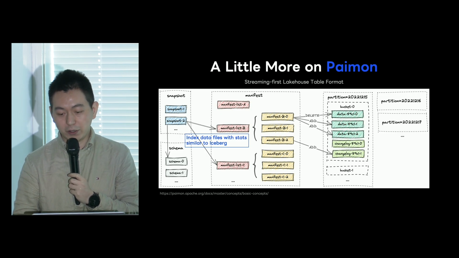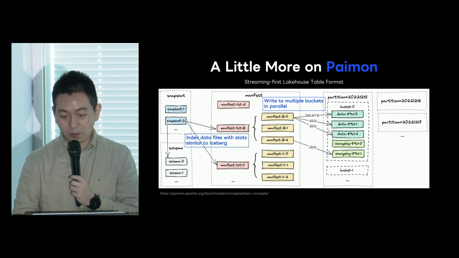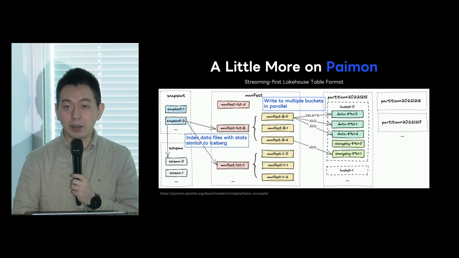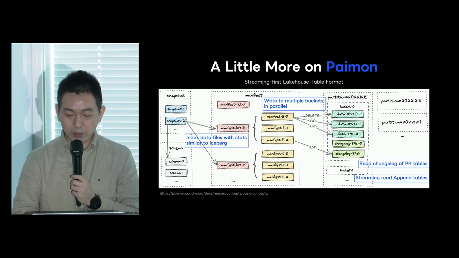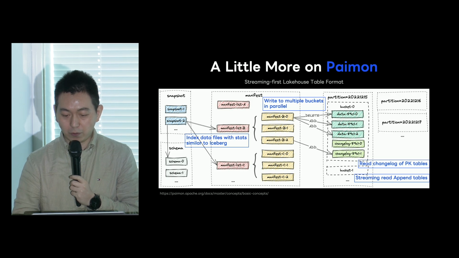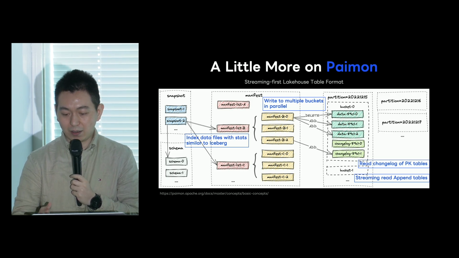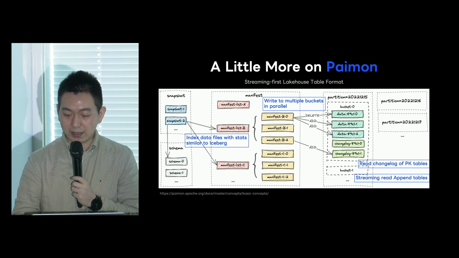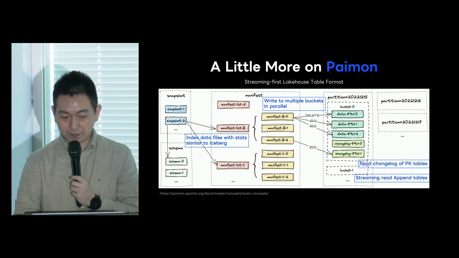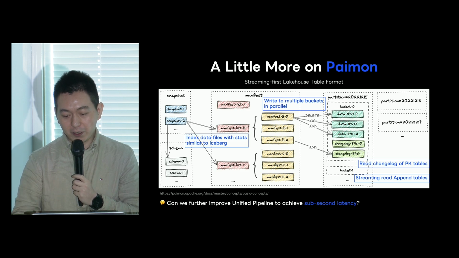So why is Paimon a streaming-first format? It supports streaming write to multiple buckets in parallel to achieve higher throughput. It also supports changelog of primary key tables and streaming read for appended tables. Therefore, Paimon, as a Lakehouse table format, can also be used similarly to Kafka, but with sub-minute latency. So can we further improve unified pipeline to achieve sub-second latency?